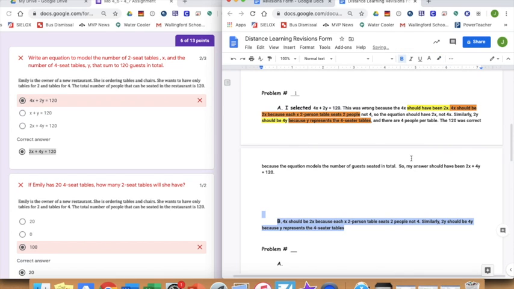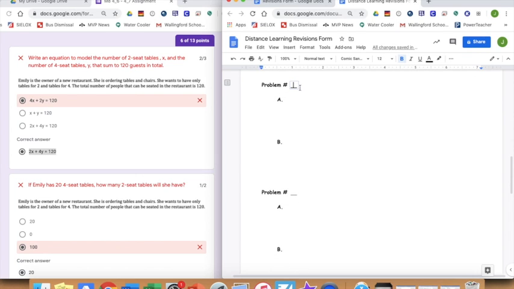Get rid of that highlighting. And so my equation should be 2x plus 4y equals 120. All right, so I'll keep going.